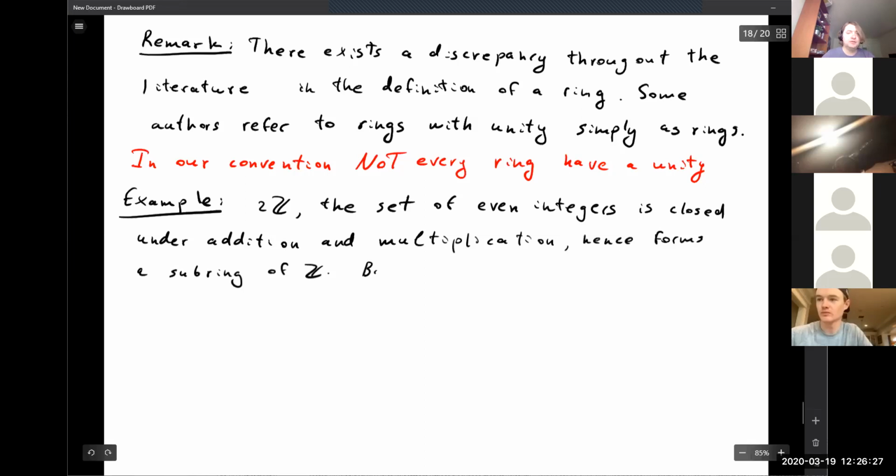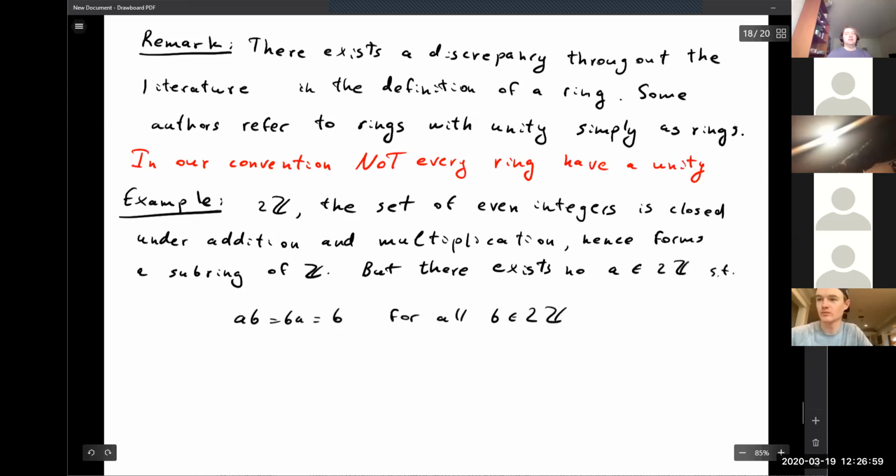But there exists no a in 2Z such that a times b is the same as b times a is the same as b for all b in 2Z. So 2Z is not a unital ring.